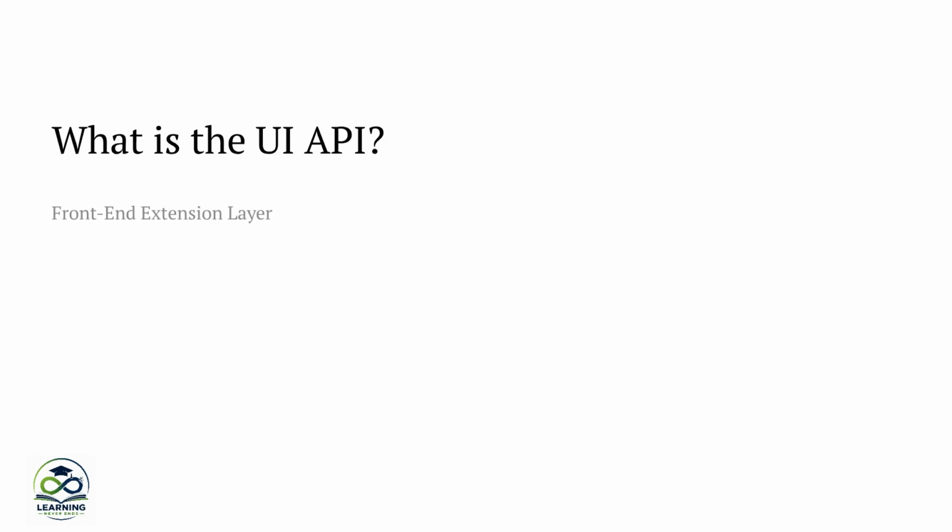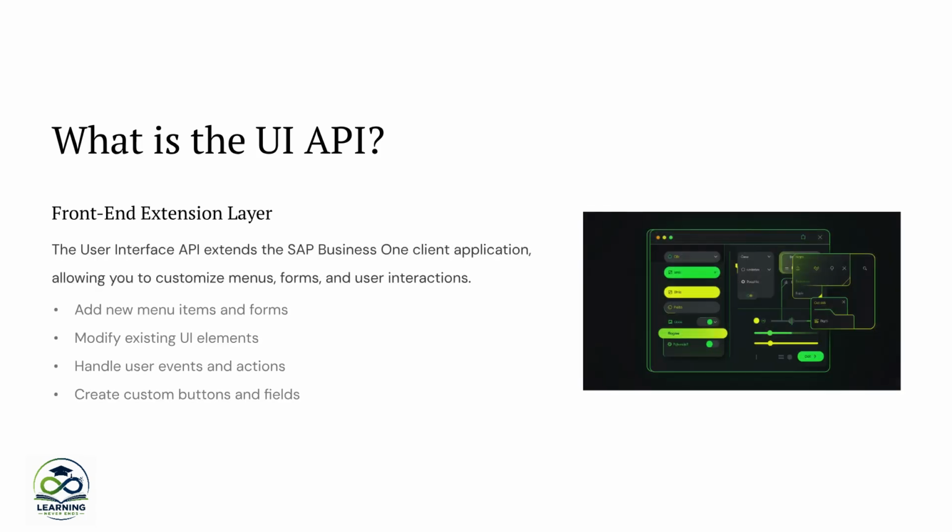The UI API is the front-end extension layer. It extends the SAP Business One client application, allowing you to customize menus, forms, and user interactions. You can modify existing UI elements, handle user events, and create custom buttons and fields.